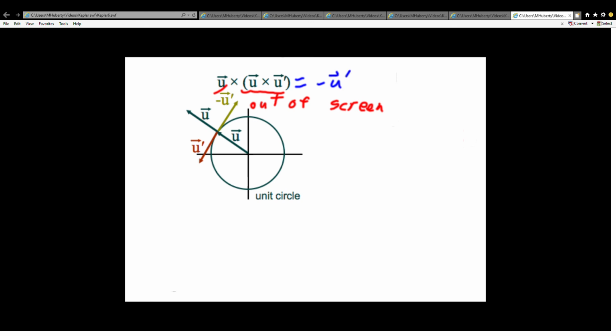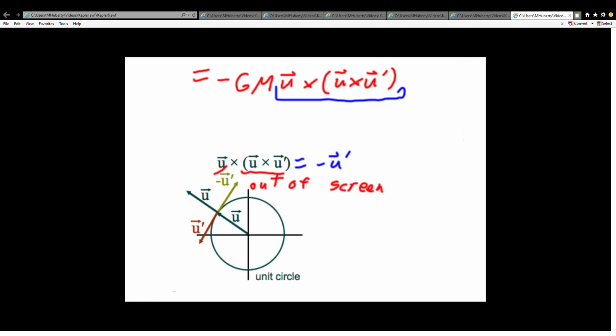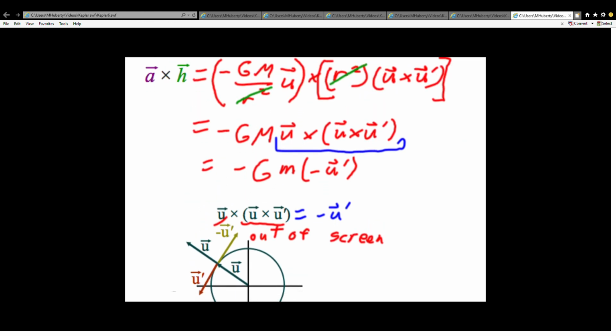So we'll plug that into the work we were doing up here, right? And so we get this to be negative GM times negative U prime. So we can now conclude here that our A cross H vector is just going to be, well, now the negative times the negative makes a positive, GM U prime. And we'll use that then in the next video.